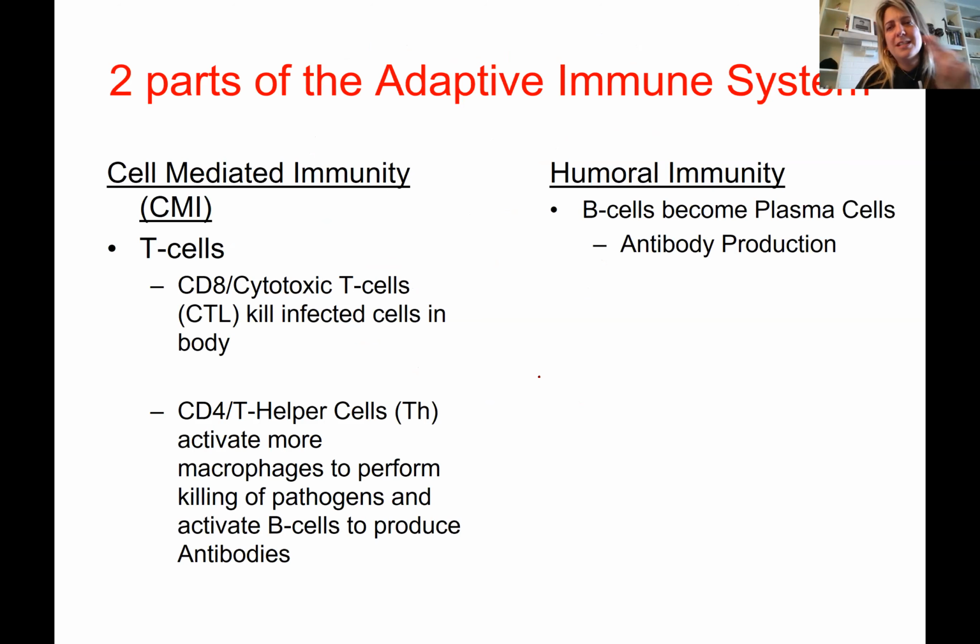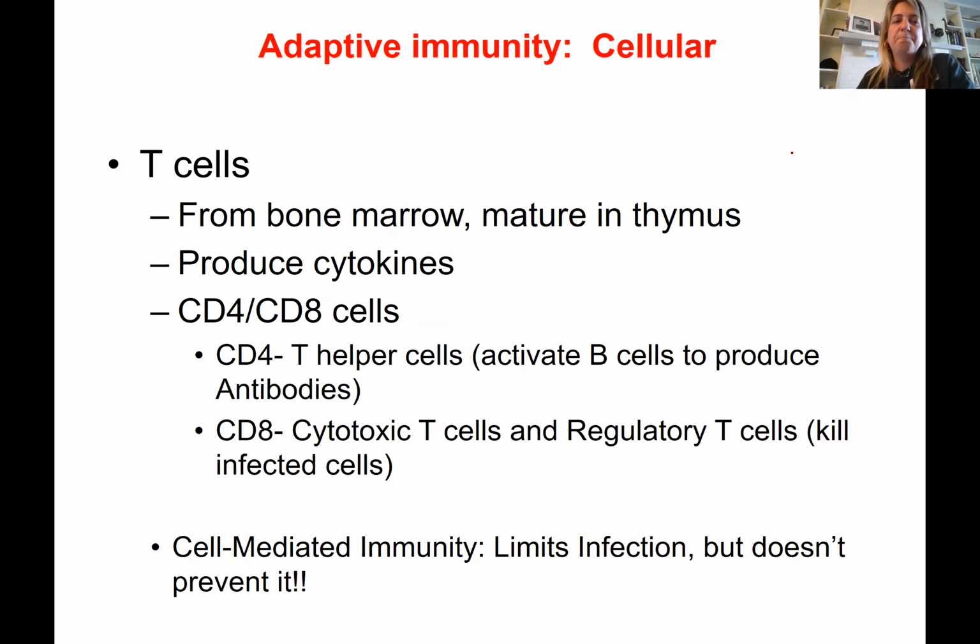The adaptive immune system has two parts. One is the cell-mediated immunity, made of the T cells, and the other one is antibodies, which is the humoral immunity. Do we have to know this? No, but it's important that everybody understands that the bone marrow is important, and the thymus is also important, okay? The T cells are from the bone marrow, but they mature in the thymus, and they are going to produce the cytokines.